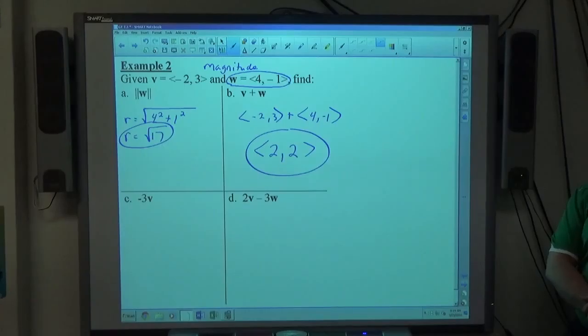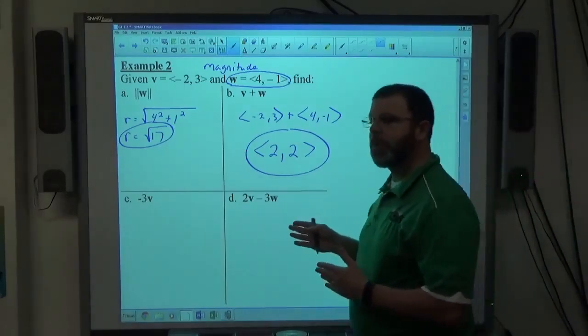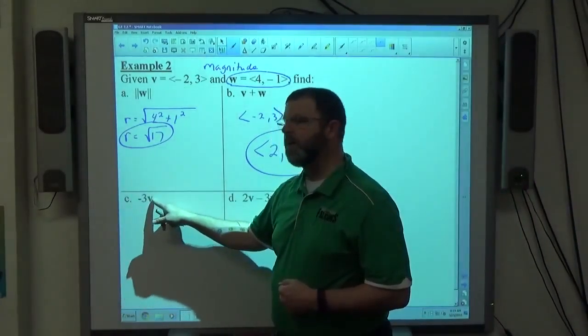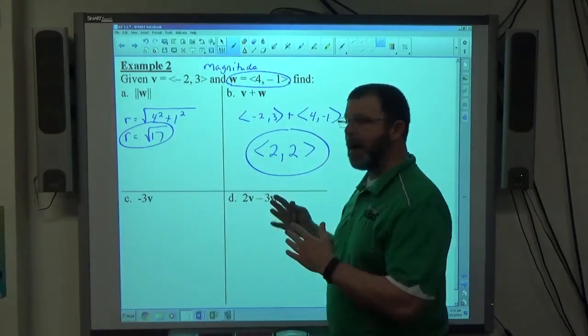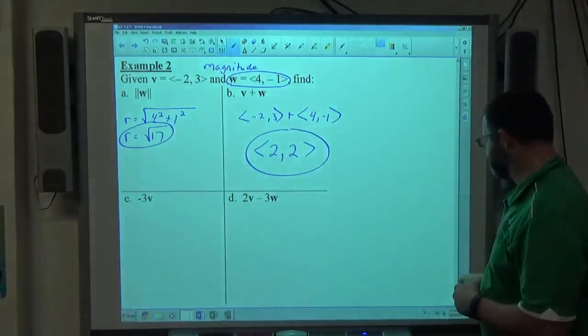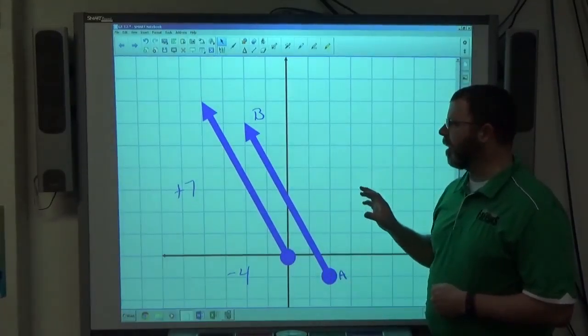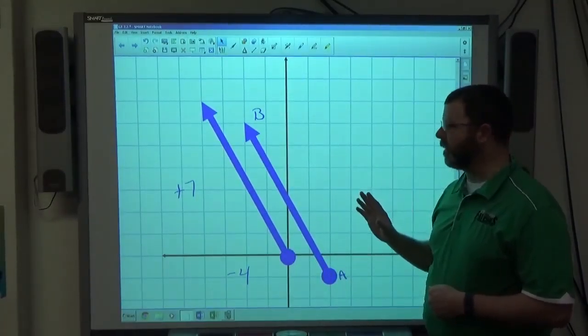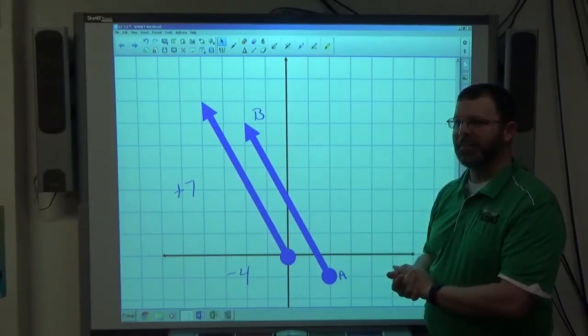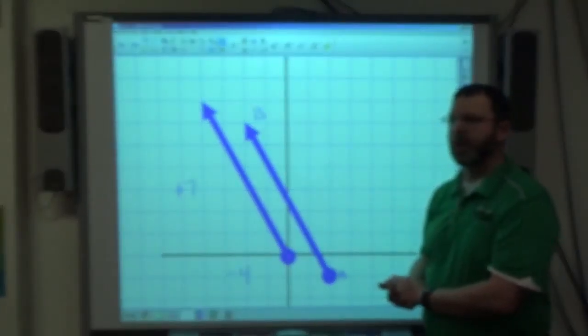Part C, -3 times v. So this is called a scalar product. We're multiplying a scalar number times a vector. Okay, I'm going back to what I just mentioned on the last problem. These vectors are the same, right? If you multiply a vector, what you're going to do is create a longer vector in the same direction. It changes the magnitude, doesn't change the direction.